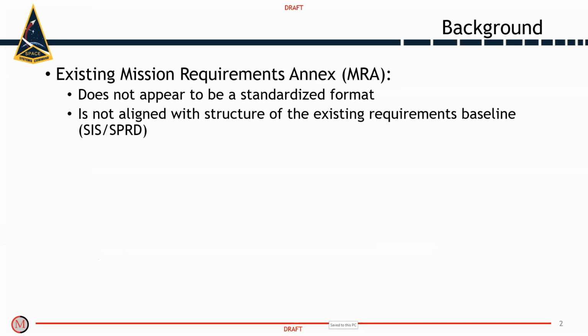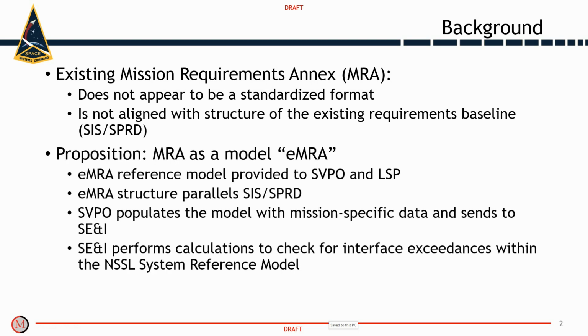By way of background, the existing Mission Requirements Annex does not appear to be in any kind of standardized format. Many of them are just a few pages, maybe 7 pages. Some are as long as 80, 90 pages. And the MRA does not seem to be aligned with the structure of the existing requirements baseline. That is the standard interface specification or the system performance requirements document.